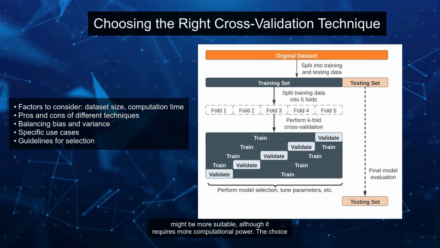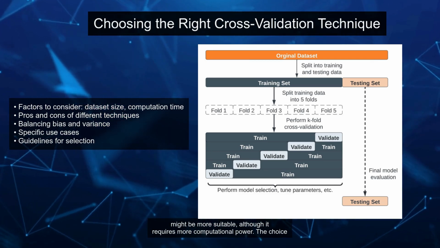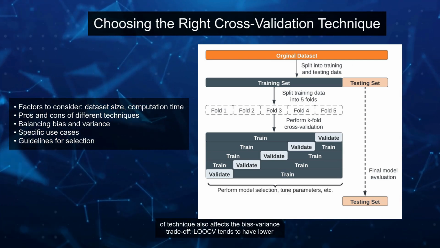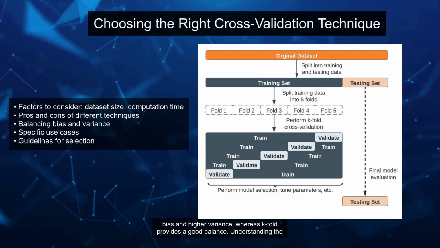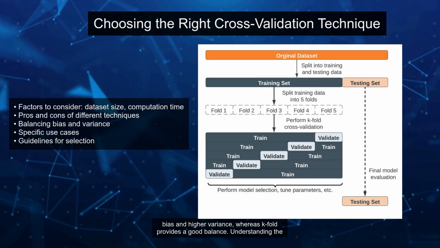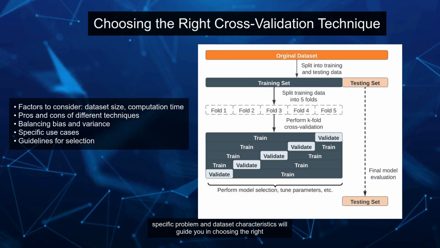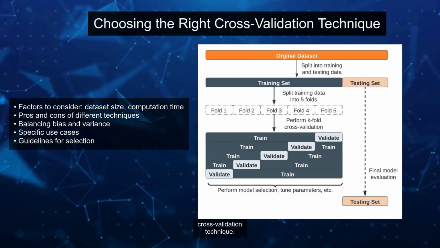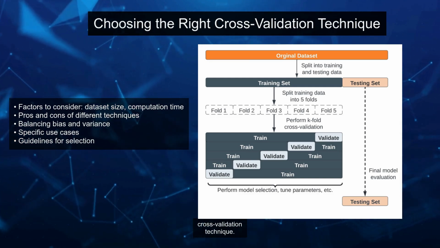For smaller datasets, leave one out cross-validation might be more suitable, although it requires more computational power. The choice of technique also affects the bias-variance trade-off. Leave-one-out tends to have lower bias and higher variance, whereas K-fold provides a good balance. Understanding the specific problem and dataset characteristics will guide you in choosing the right cross-validation technique.